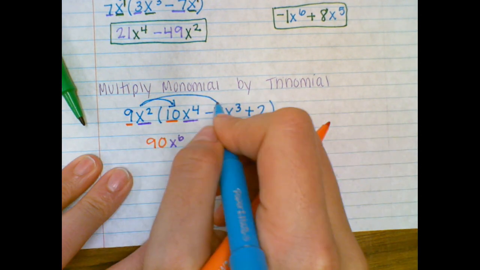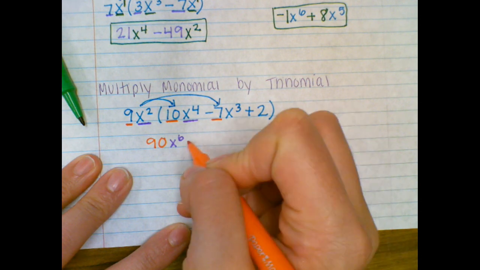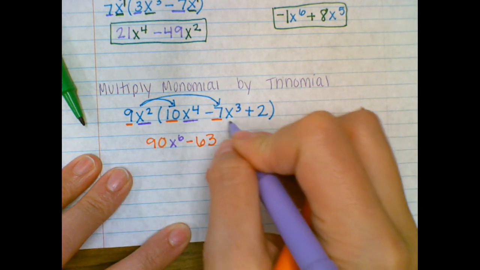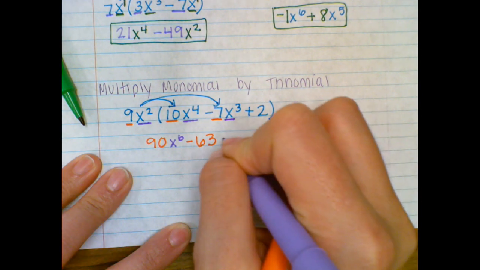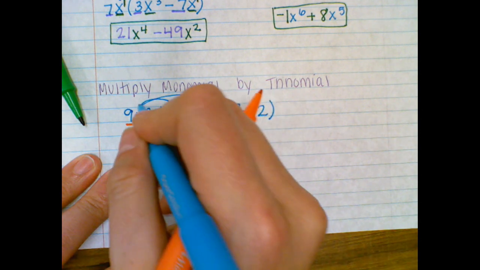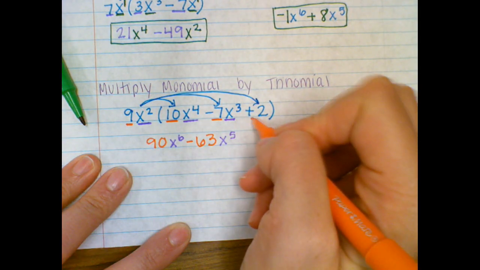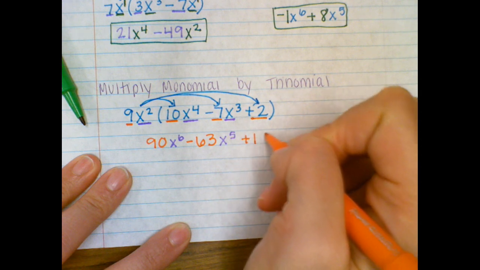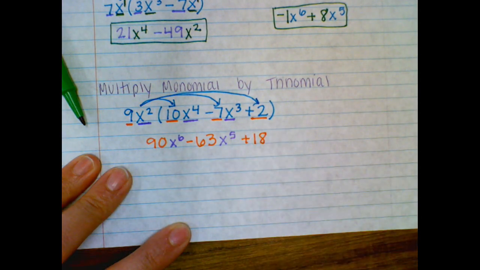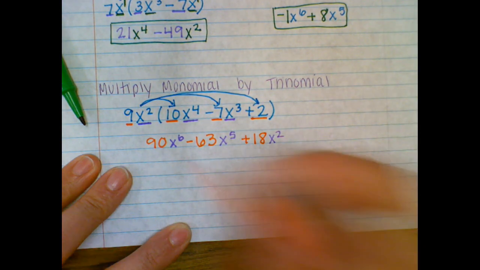We have to distribute to the second term. So we have 9 times negative 7, which is a negative 63. X squared times x to the third, which would be x to the fifth. And then we distribute one more time to this 2. So we have 9 times 2, which is 18. And then the x squared, and there's nothing here, so I just bring it over, x squared. And there's my final answer.